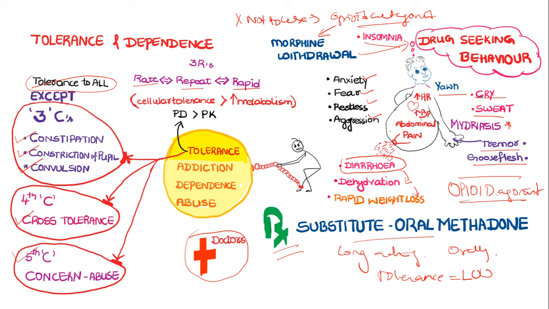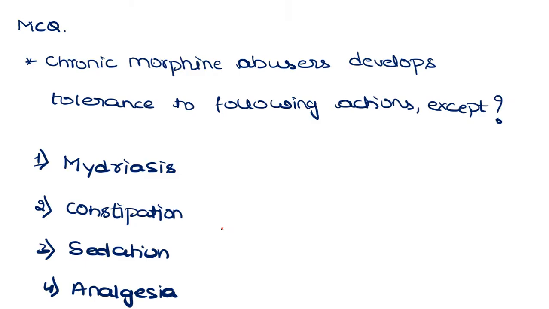It takes around 1 to 2 days after discontinuation, and if it develops, the symptoms will be less severe. Apart from this, once tolerance develops, it can go on to addiction and dependence, finally leading to abuse liability. Coming to the MCQ: chronic morphine abusers develop tolerance to the following actions except. The answer is constipation. Remember the 3 C's: constipation, constriction of the pupil, and convulsion.